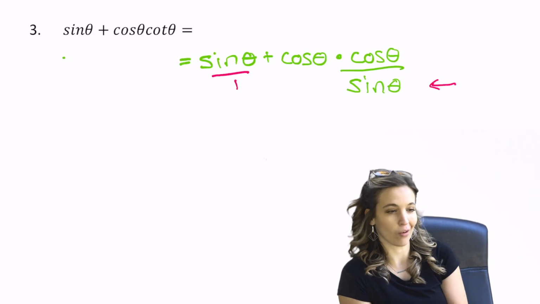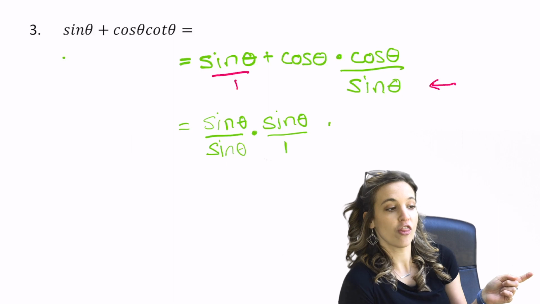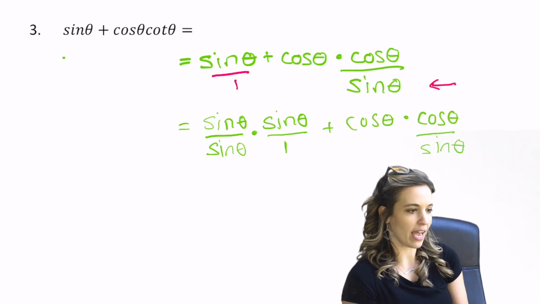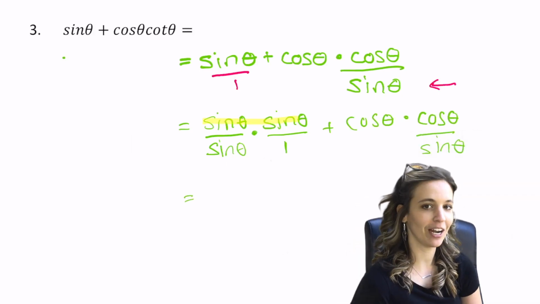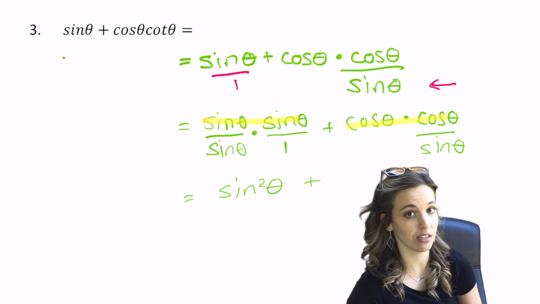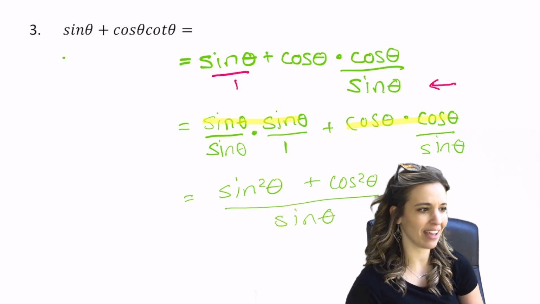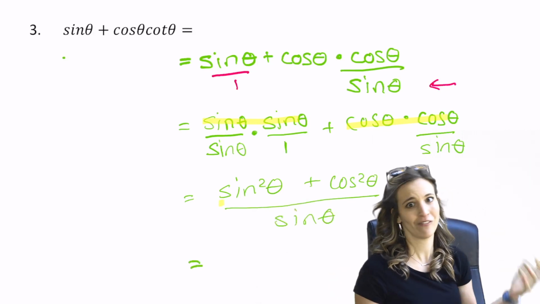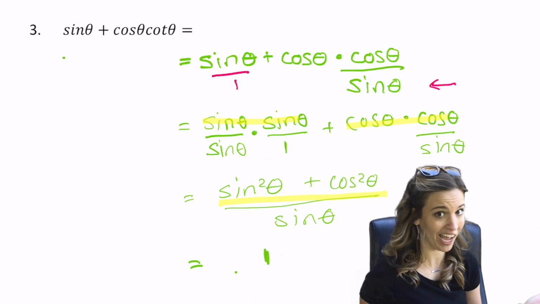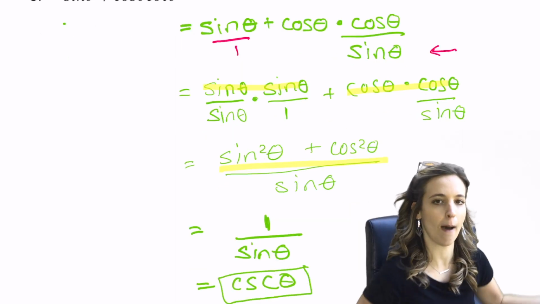Okay, so now I want a common denominator. The denominator on the right is sine, so I'm going to multiply my first term by sine theta over sine theta. Okay, so for the first term in my numerator, I have sine times sine, which is sine squared theta, plus cosine times cosine is cosine squared theta, now all over sine. Okay, sine squared plus cosine squared, that's like my favorite Pythagorean identity, 1. So 1 over sine theta is cosecant theta.